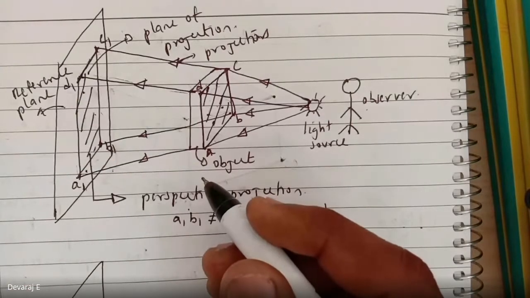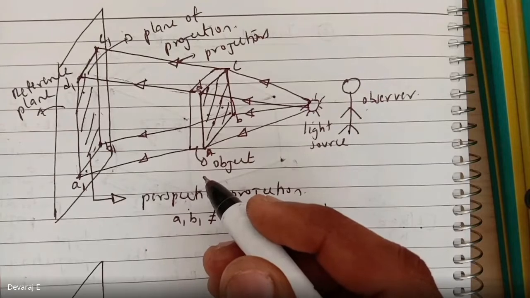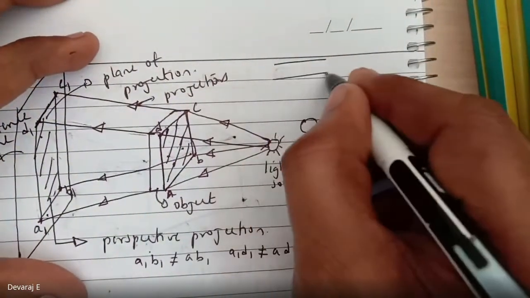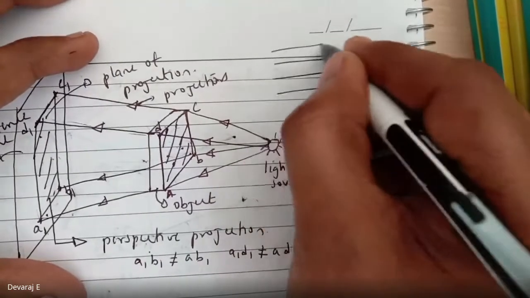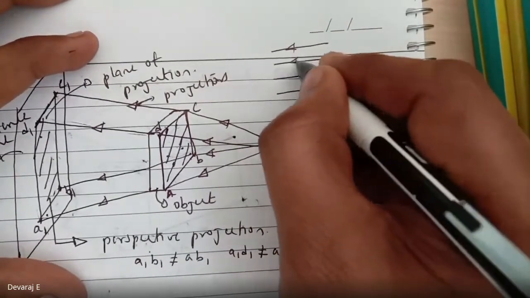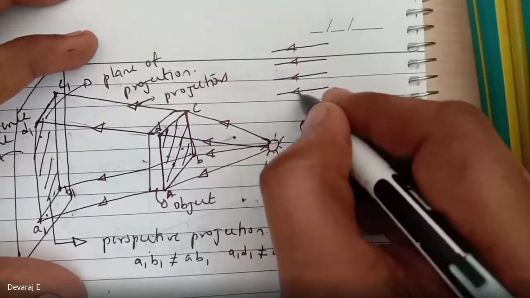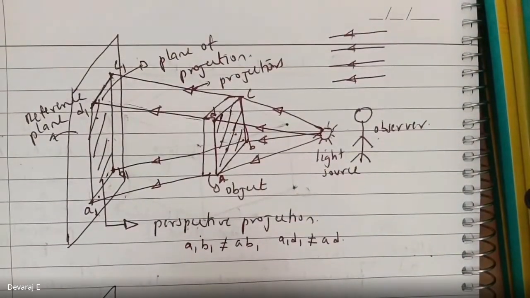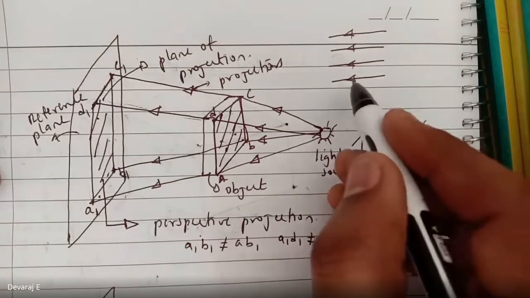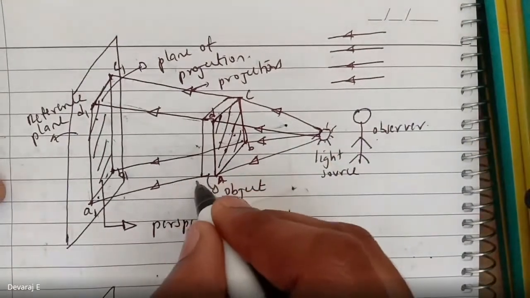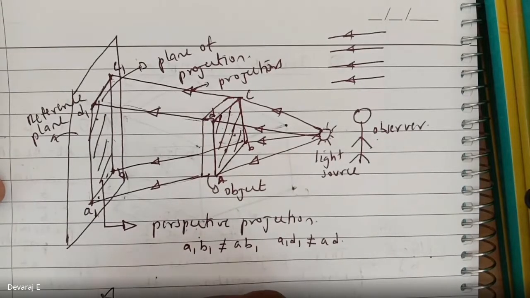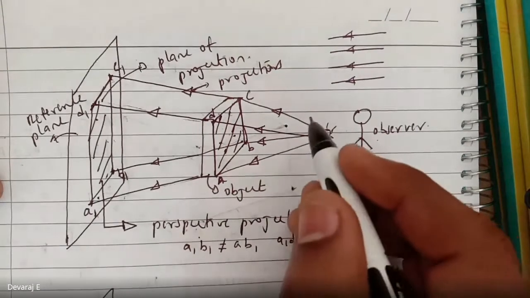How is it parallel? See, parallel means, I told you, this is parallel. How many times should I tell you? So this is parallel to each other. No, sir. It should go straight, right? Here you can see it's going at some inclined angle, right? Yes, sir. So it is not parallel.